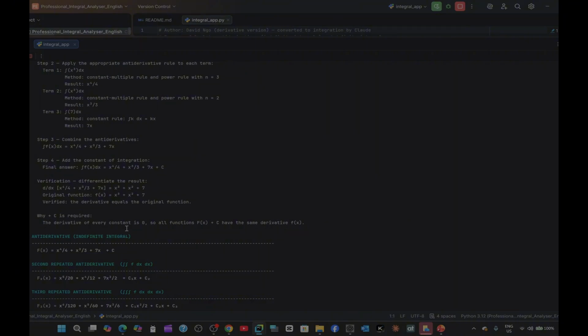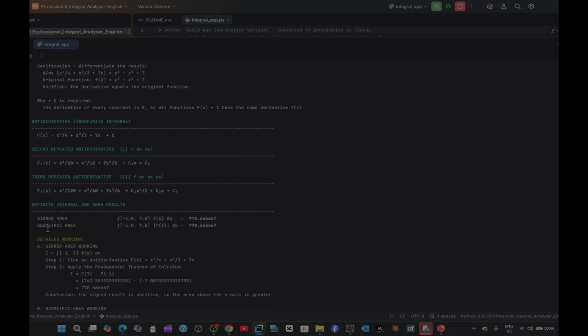So y plus c, we explain it because it is a constant. So for the antiderivative, all this you have f right here, f2 the level 2, f level 3. Right, the three levels. So the signed area and the geometric area are identical in this case because they are all positive. Right? So if one is negative, then you can see a different result.